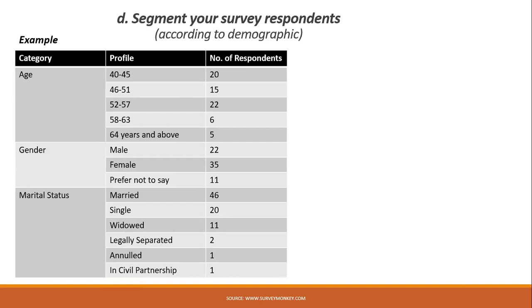First, you segment your data. That's why demographics are so important, because you have to segment first by the demographic profile of your survey. So for age, let's say those 40 to 45 years old, there were 20 of them. And so on. The ones who answered my survey within the age bracket of 52 to 57, there were 22 of them, and so on. So you begin by segmenting your survey according to demographic.